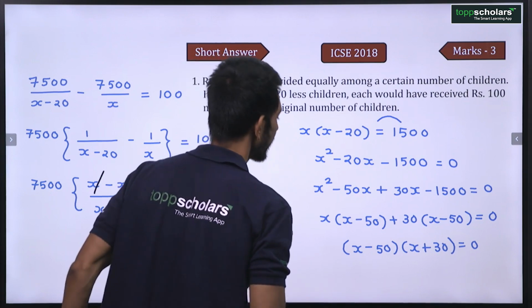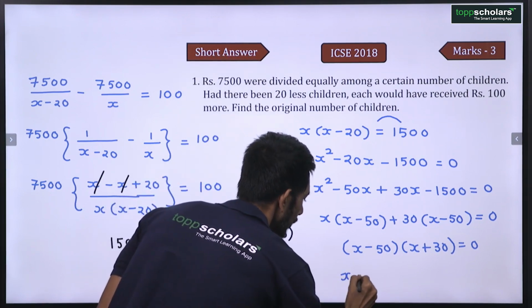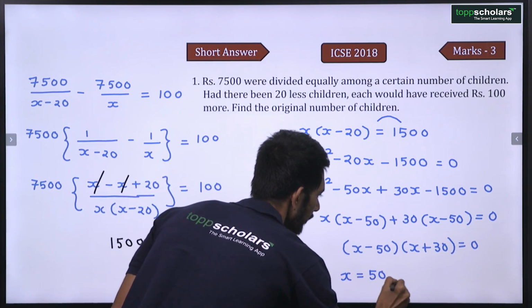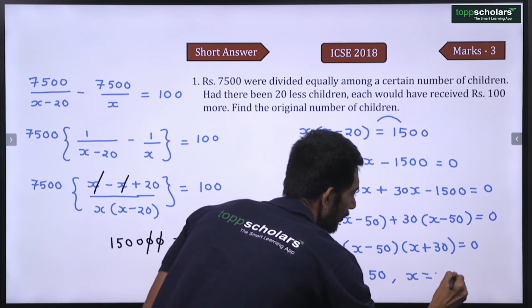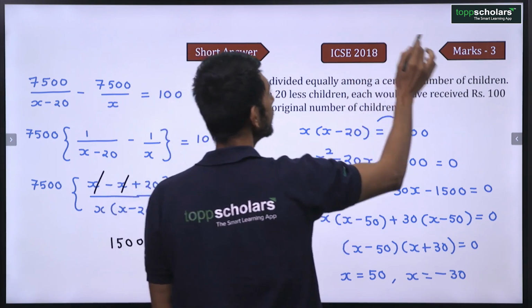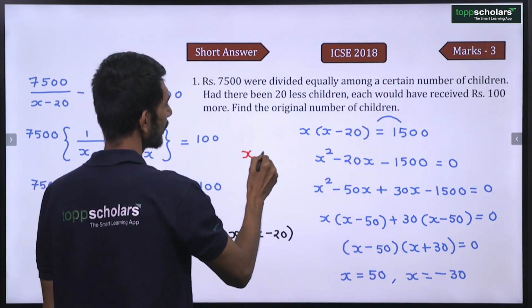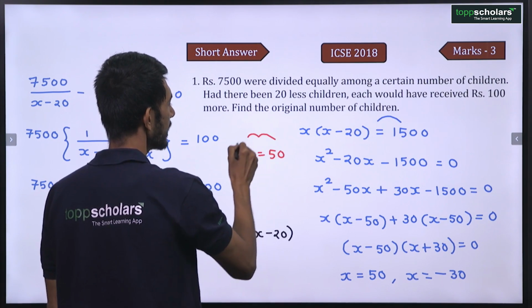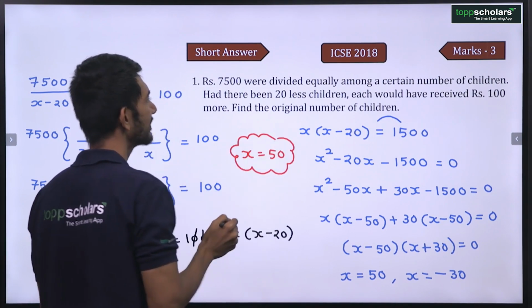So you get two values of x, right? So x is equal to 50 or x is equal to minus 30. But minus 30 is not possible, right? Because number of children cannot be negative. So can I say x will be equal to 50? Yes. Now how do we cross check our answer?